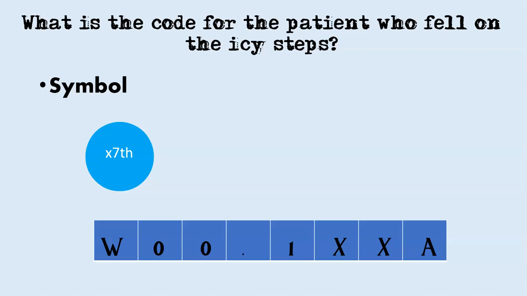Don't forget, the injury code should be coded first. External cause codes are never coded as a primary diagnosis.